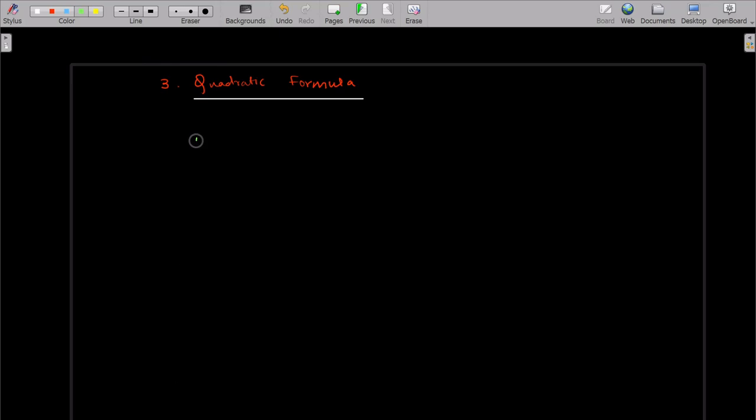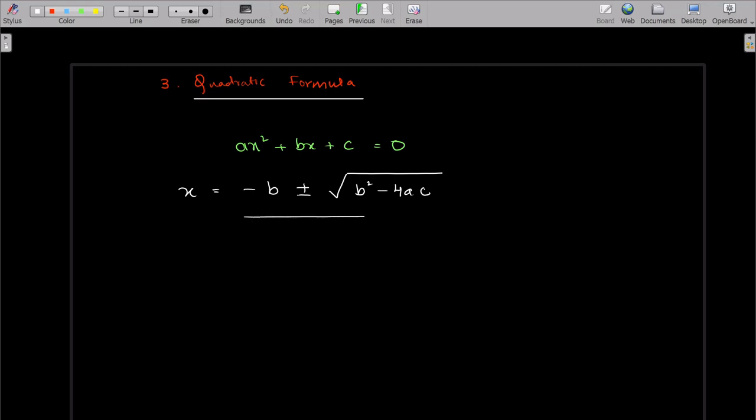So if we have a quadratic equation, ax square, the quadratic formula can be only used when the equation is given in standard form. Okay, so if we have this equation, then the solution can be given by this expression: negative b plus and minus square root of b square minus 4 times a times c whole divided by 2a. This is the quadratic formula.